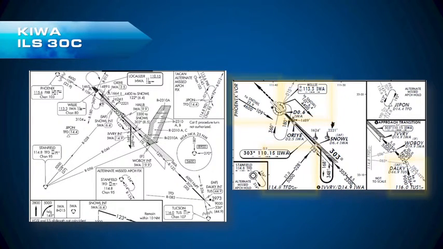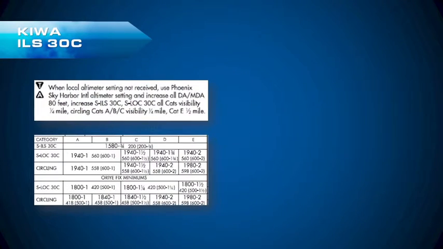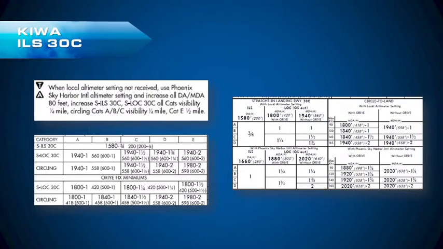In my opinion, that ease of use or clarity adds a lot of value and safety to my instrument flying. But I want you to see another example. Here we have the minimums from the FAA chart on the left and the minimums from the Jeppesen chart on the right. Now, let's say you're shooting an approach late at night and you're unable to get the local altimeter setting. Quick! What is the decision altitude when using the Phoenix Sky Harbor altimeter setting?